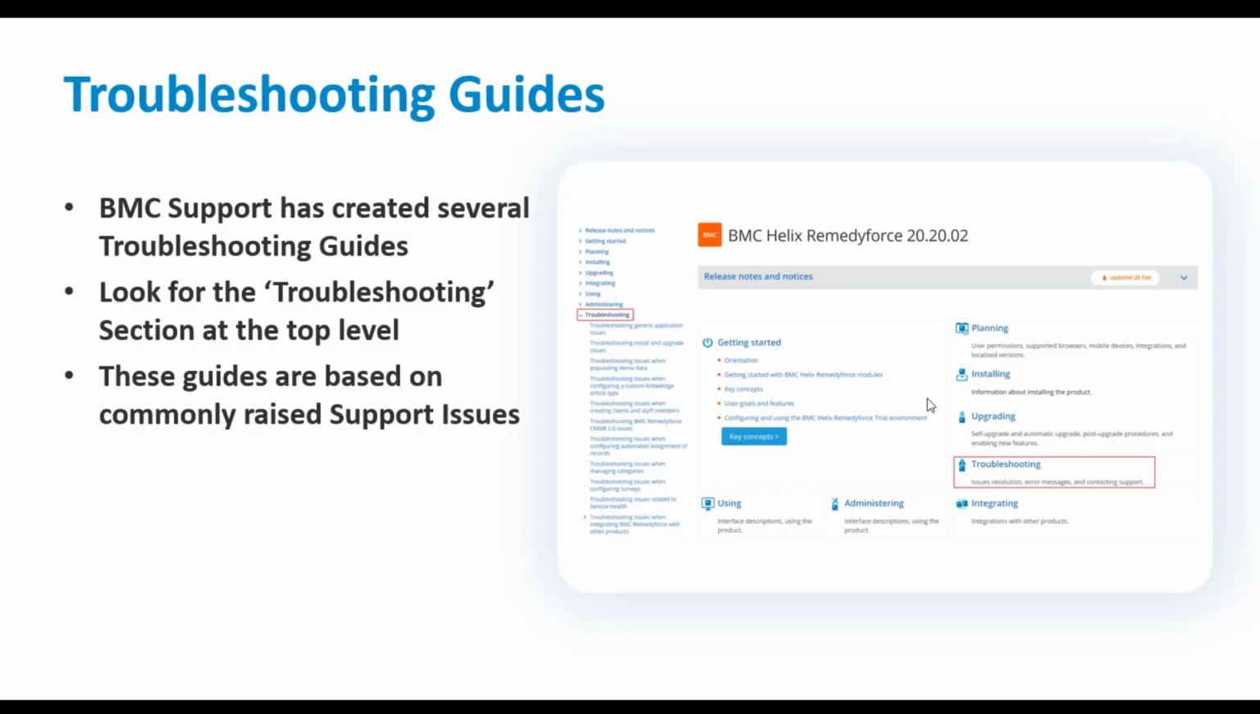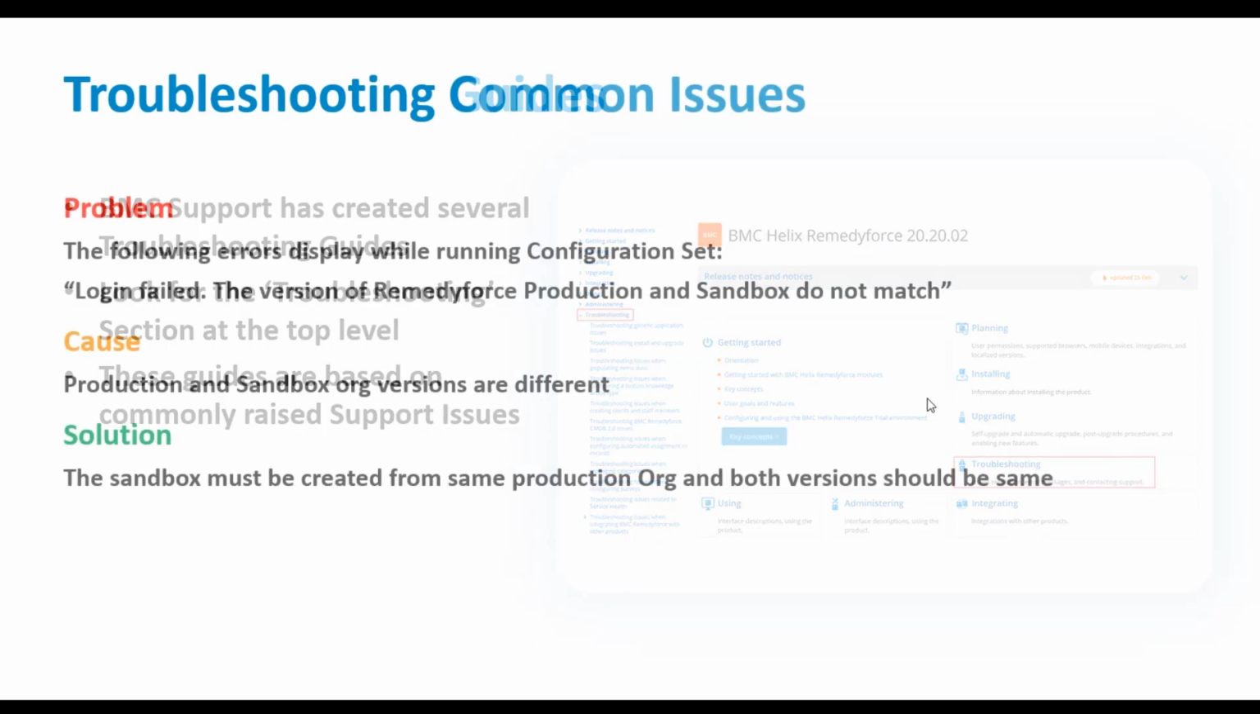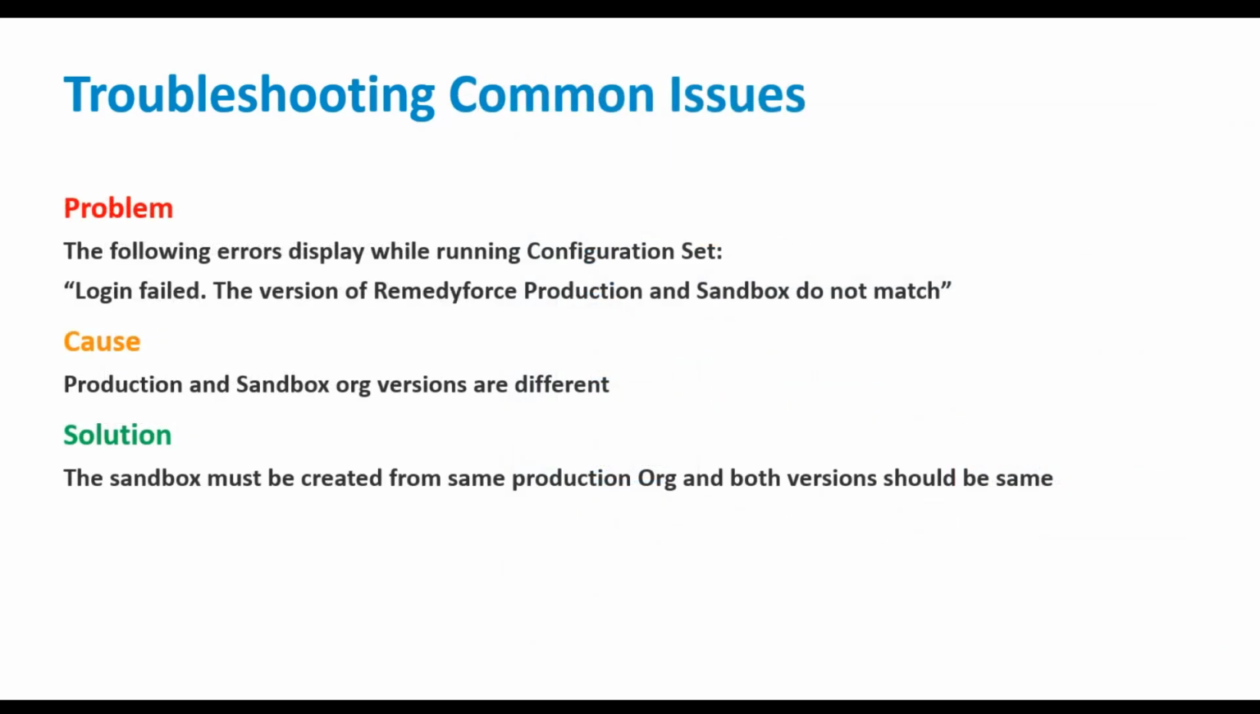Troubleshooting guides. BMC Support has created several troubleshooting guides. Look for the troubleshooting section at the top level. These guides are based on commonly raised support issues. Troubleshooting common issues. First problem: the following error displays while running a configuration set: Login failed. The version of Remedyforce production and sandbox do not match. Cause: production and sandbox org versions are different. Solution: the sandbox must be created from the same production org and both versions should be the same.